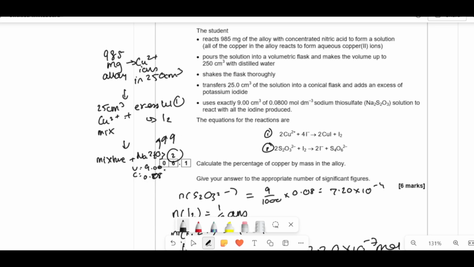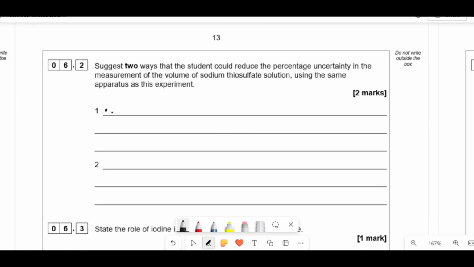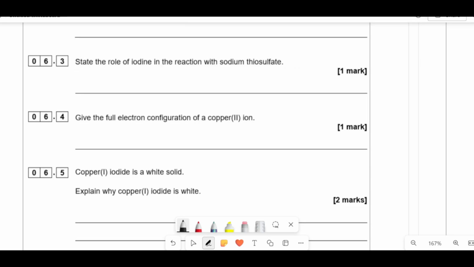Because if you use really, really diluted thiosulfate, remember that n equals CV. If I really dilute this, drop the concentration, and keep the moles the same, I'll have to increase the volume to counteract that. So that's what you would say, both of those things. 1 is to use more alloy to increase the volume needed of the S2O3 or whatever. And then also, you could use a lower concentration of the thiosulfate. I'm too lazy, I'll just write Na2S2O3, like that. There you go. Now it says state the role of iodine in the reaction with the thiosulfate.